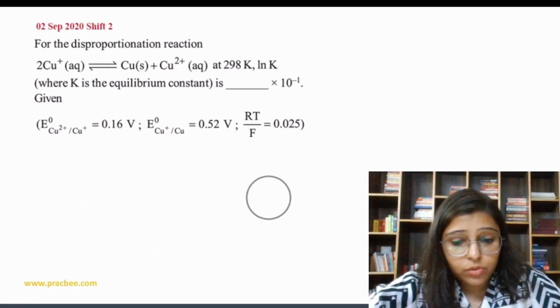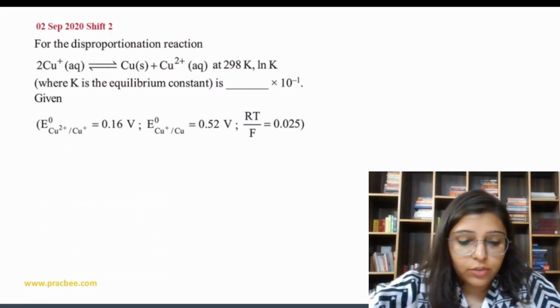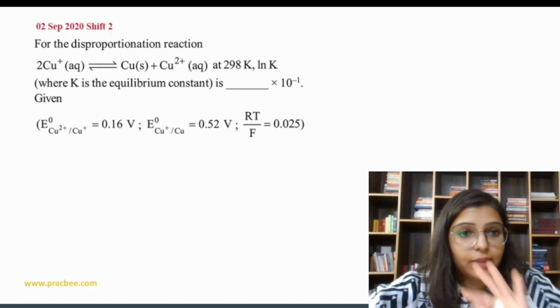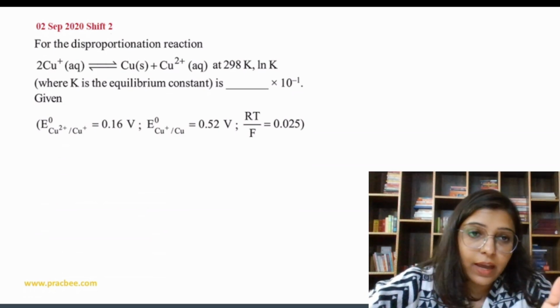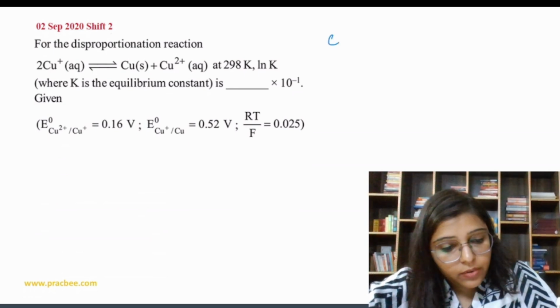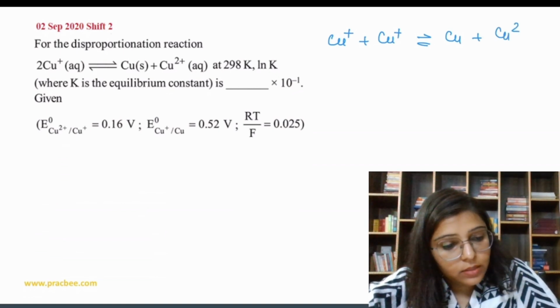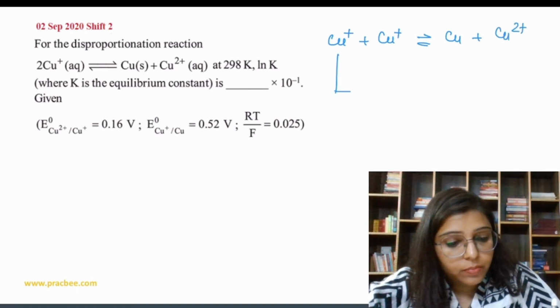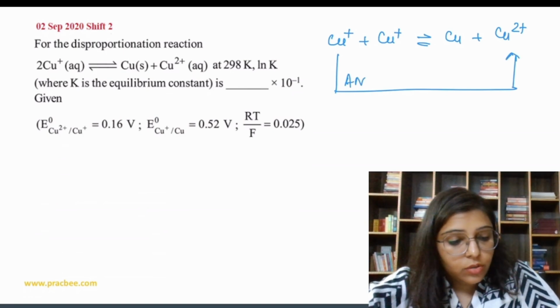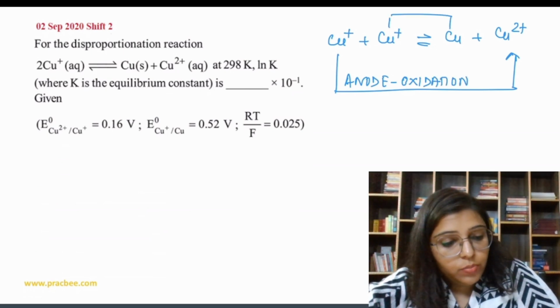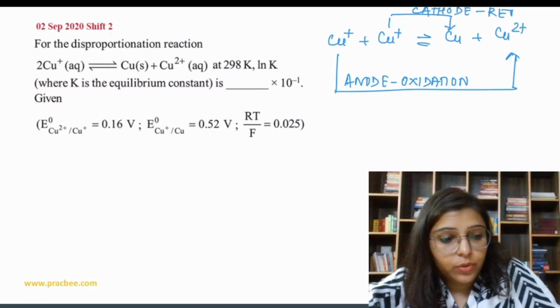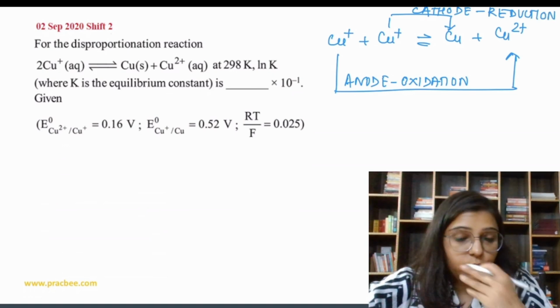So this is for the disproportionation reaction. A disproportionation reaction means a single element exists in 3 oxidation states. On the reactant side we have only 1 oxidation state, and on the product side we have the element in 2 oxidation states. So we can write the equation as Cu+ plus Cu+ in equilibrium with Cu plus Cu2+. If we talk about the anode, anode means Cu+ to Cu2+, and anode means oxidation. Now Cu+ to Cu, this reaction occurs at the cathode, and cathode means reduction.